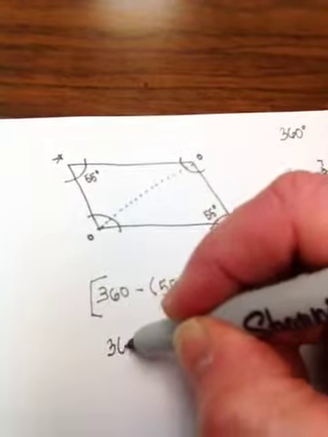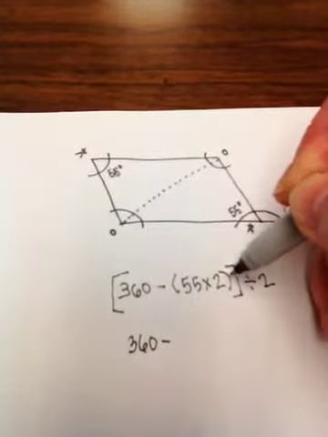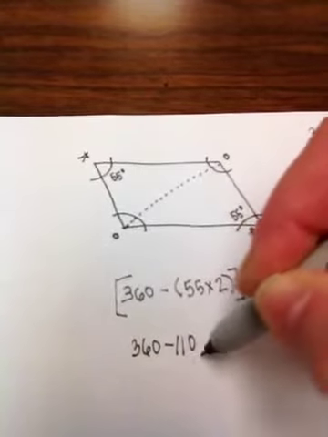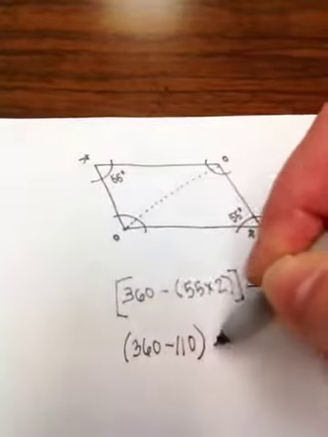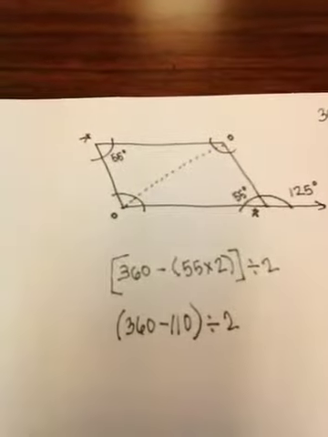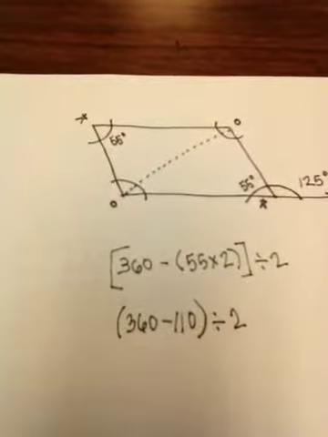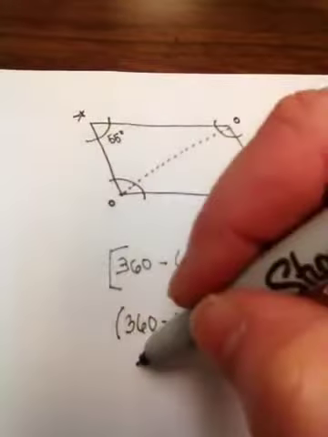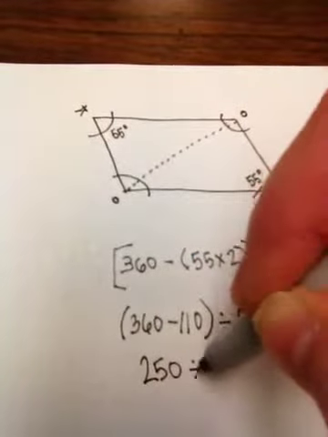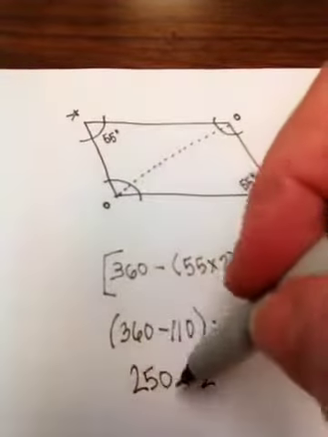So I have 360 minus, do the parentheses first. What's 2 times 55? 110. Put this in parentheses, divided by 2. Okay, so, what is 360 take away 110? That's 250. So 250 divided by 2. Oh, there's no way that's going to work. Actually, it will work.